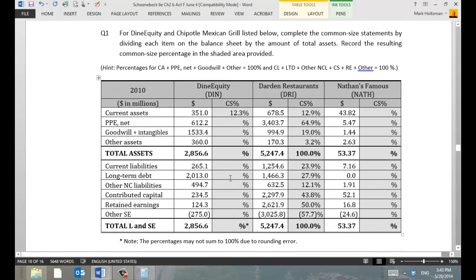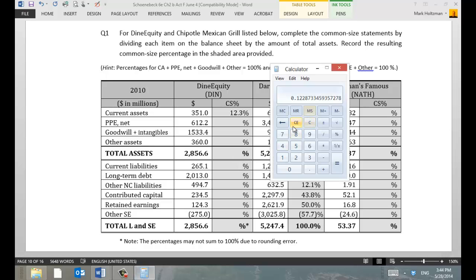Now, remember, with liabilities and stockholders' equity, you're also going to divide by total assets. This is the most common mistake students make on the project. Divide everything by total assets. You don't divide the liabilities by total liabilities. You don't divide the stockholders' equity items by total stockholders' equity. Divide everything by total assets. So, for example, current liabilities would be the most common mistake people make in part one of the project, believe it or not.